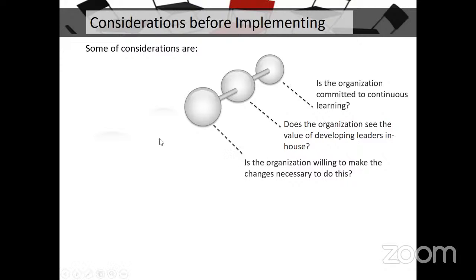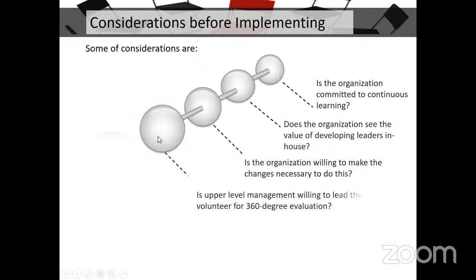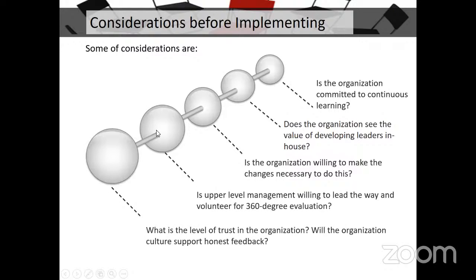Is the organization willing to make the changes necessary to do this? These are the questions that you as an HR person will be asking yourself before you implement this process. Because if you don't ask yourself these questions, you're going to bring this process in place, and when it doesn't work, you get frustrated.